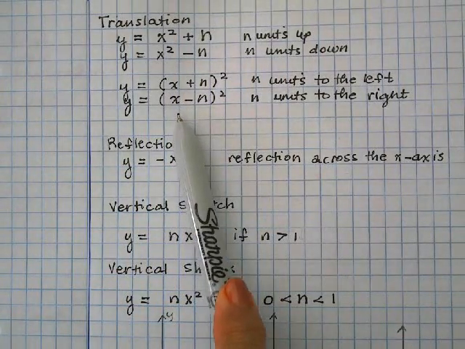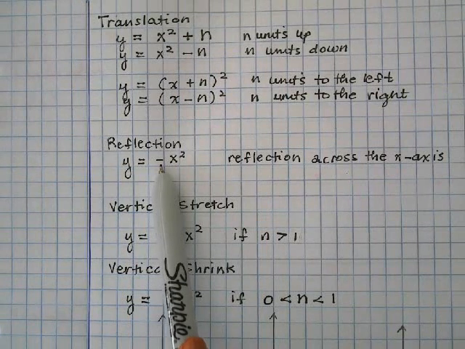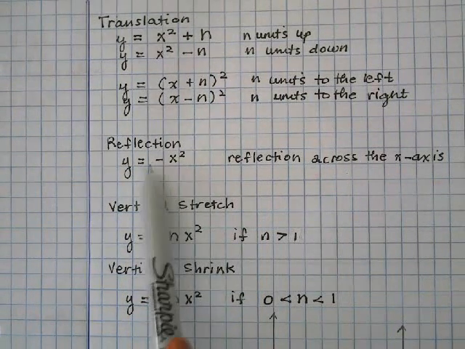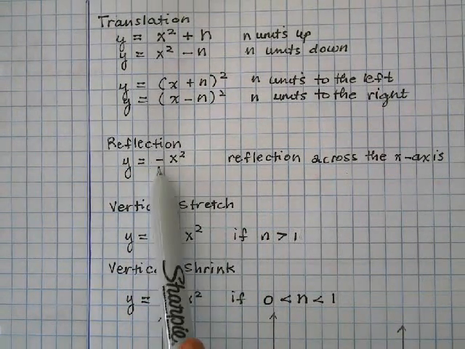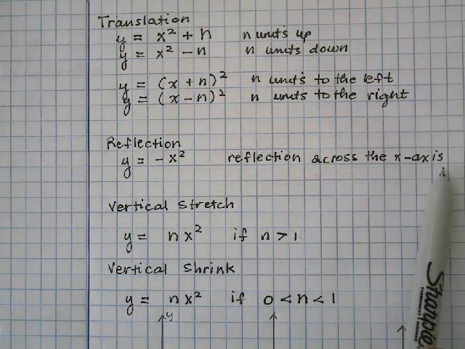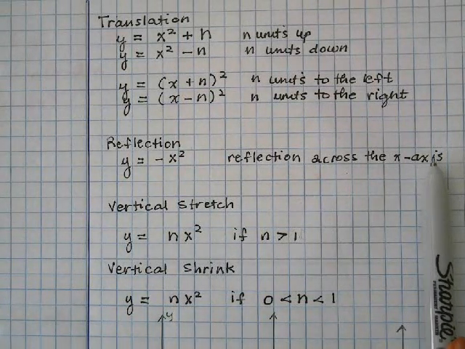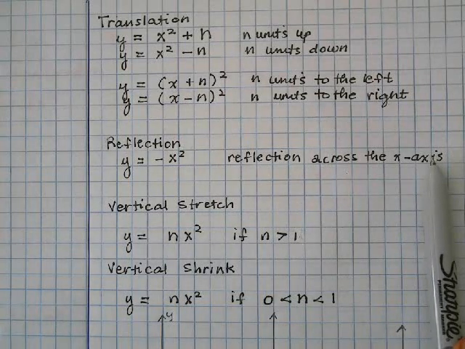Okay, how do you reflect a parabola? When you see a negative here, that means you have to reflect across the x-axis, or flip it across the x-axis. Okay, and I hope you did well also on your homework.